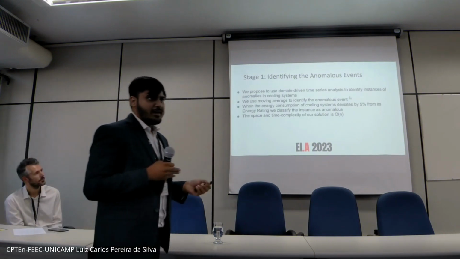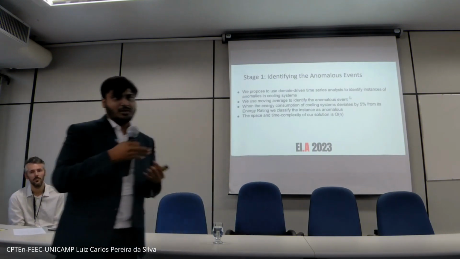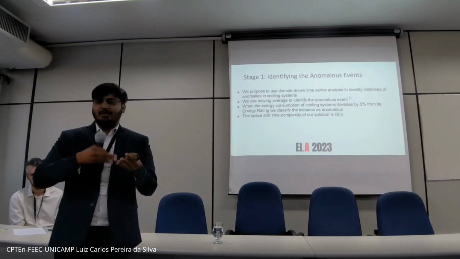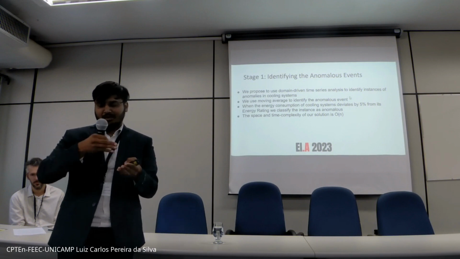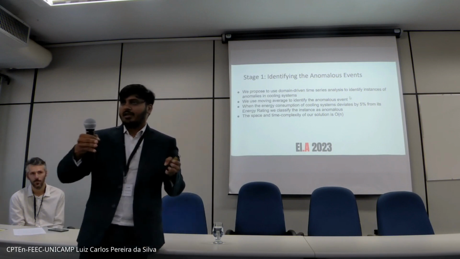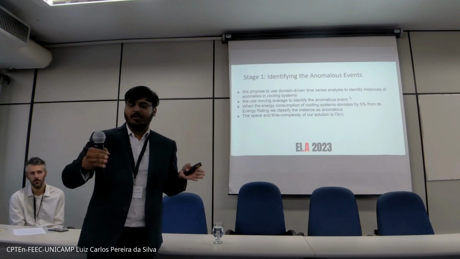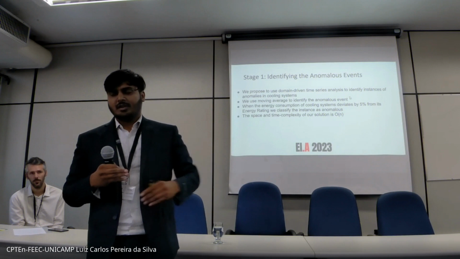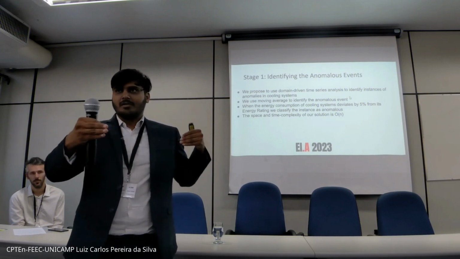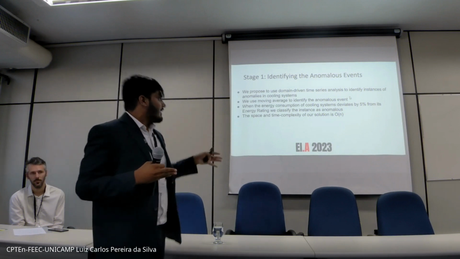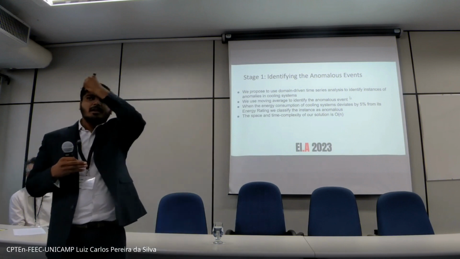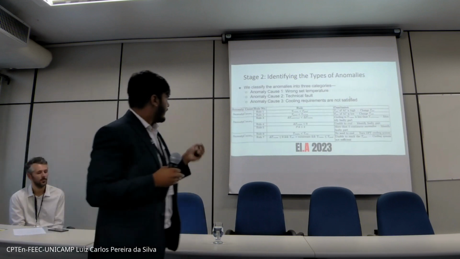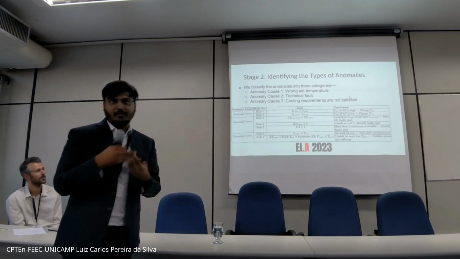So for identifying anomalous events, we use data-driven time series analysis, where we check whether there is a deviation of more than 5% within the past 90 minutes. If there is a more than 5% deviation, then we flag it as an anomaly. Because we have a limited time window, our solution is cheaper, in terms of time complexity it is big O of n in our case. Then we identify which particular type of anomaly it is.